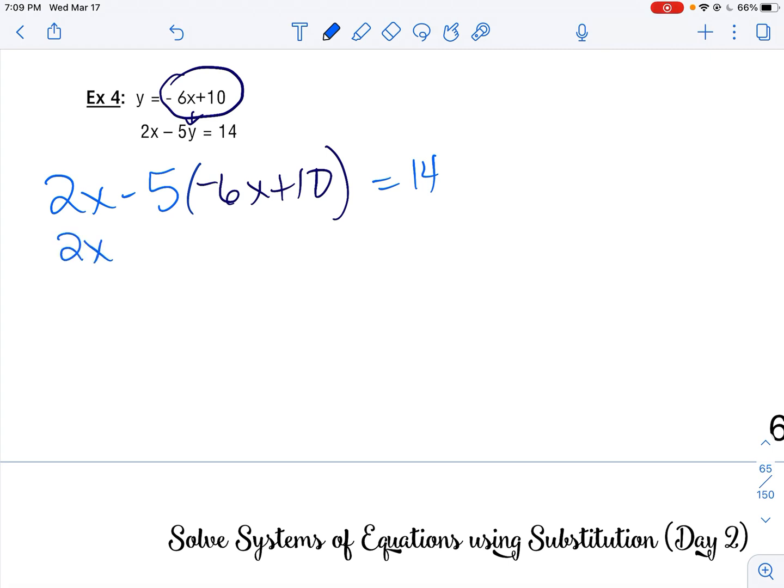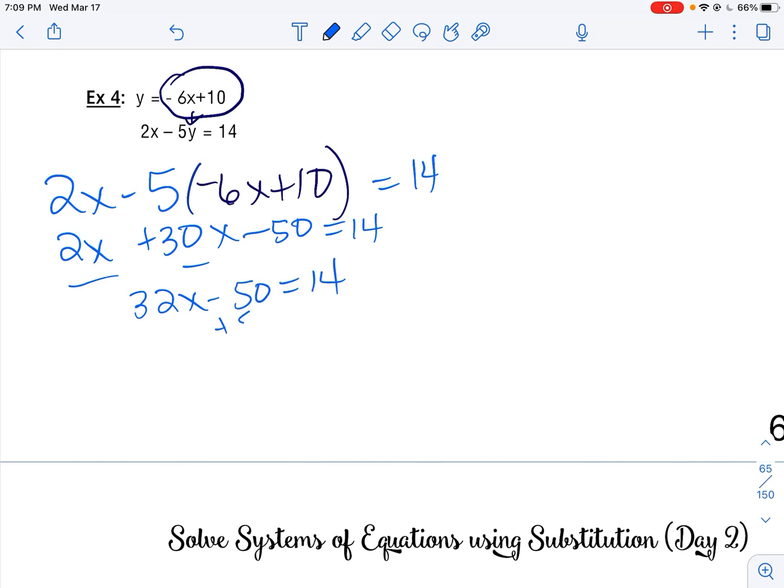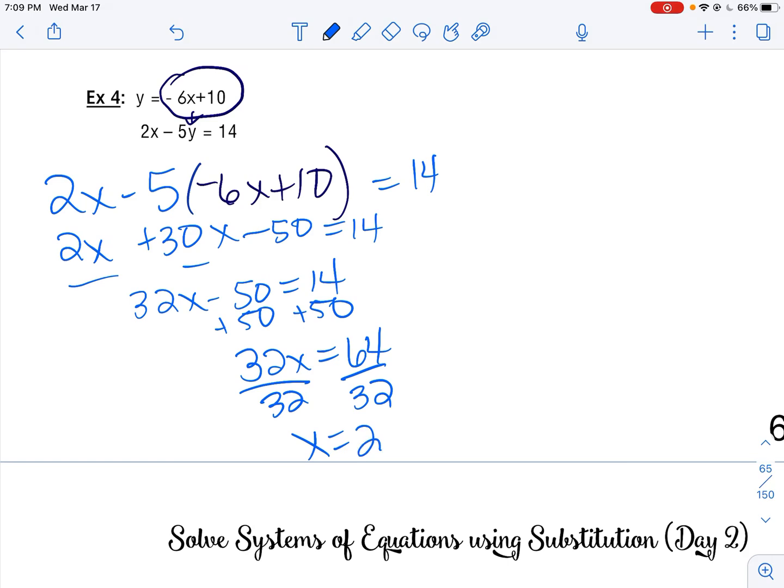So 2x, -5 times -6 is a positive 30x. -5 times 10, -50 equals 14. Combine like terms, get 32x minus 50 equals 14. Add 50 to both sides. 32x equals 64. Divide both sides by 32. Get x equals 2.